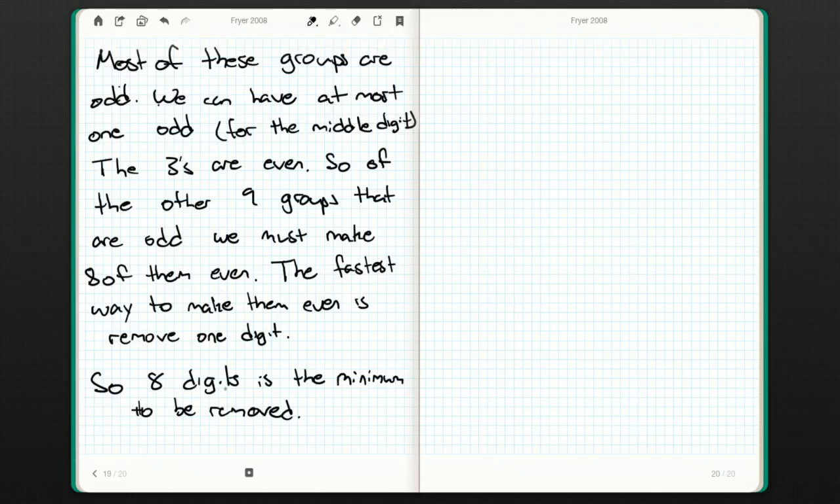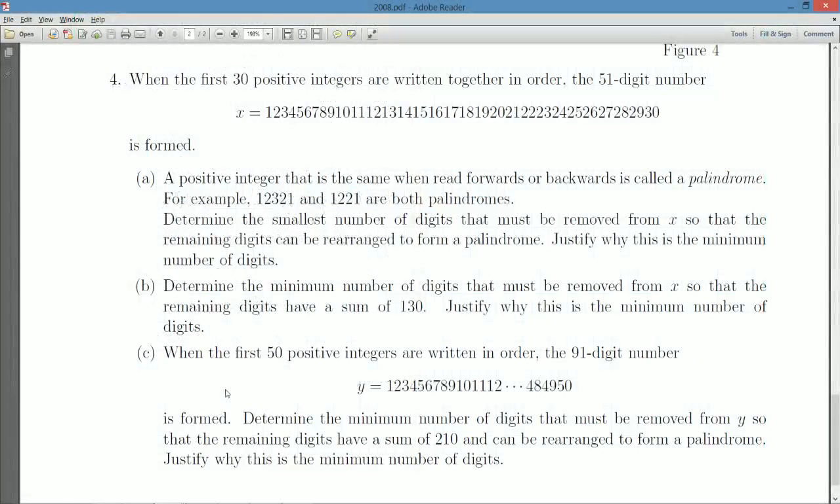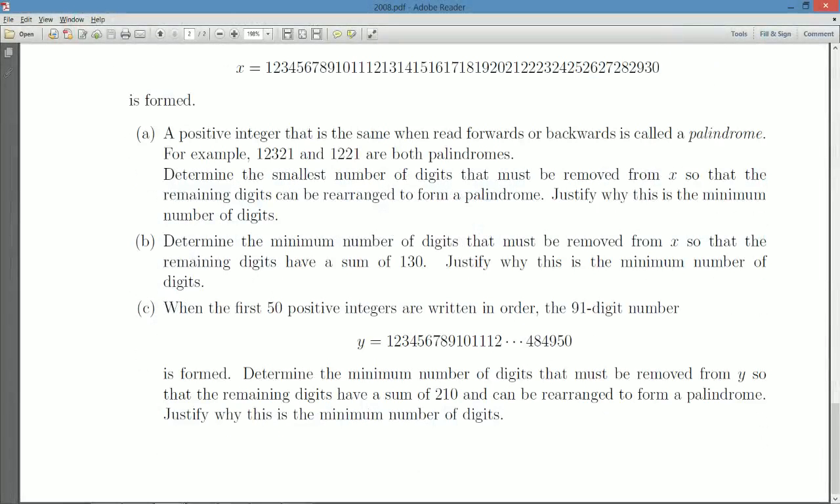So that's A part. The answer is 8 digits, and we have justified why it's 8. Okay. B. Determine the minimum number of digits that must be removed from X so that the remaining digits have a sum of 130. Justify why this is the minimum number of digits.